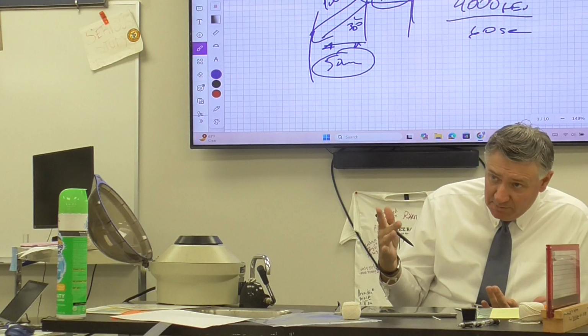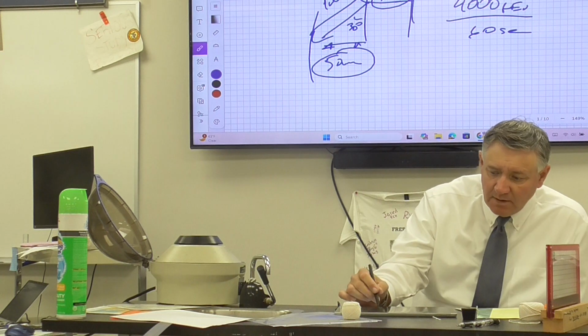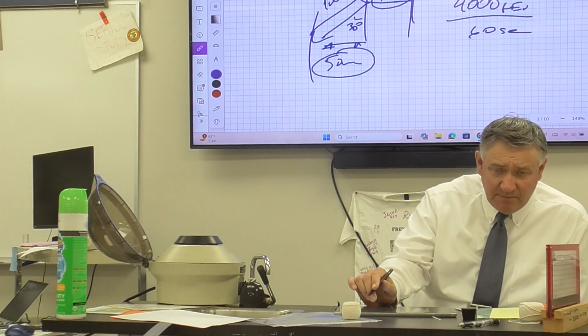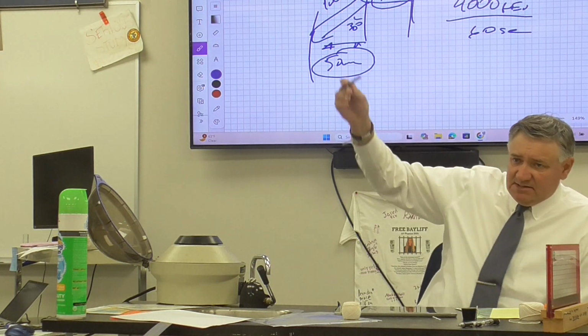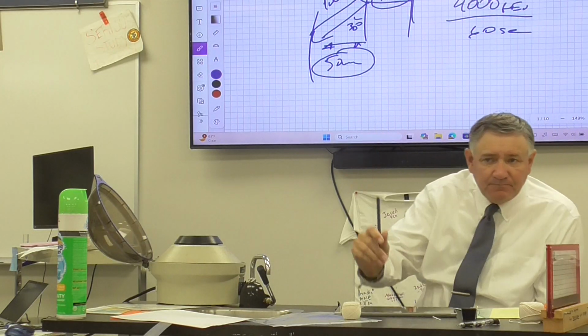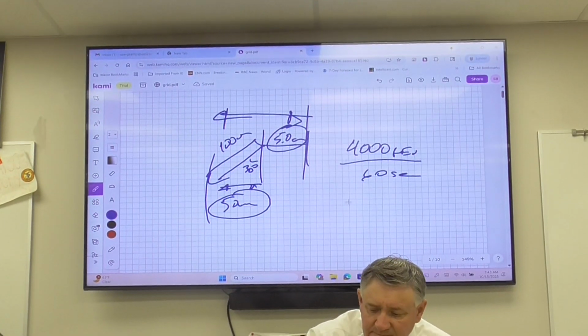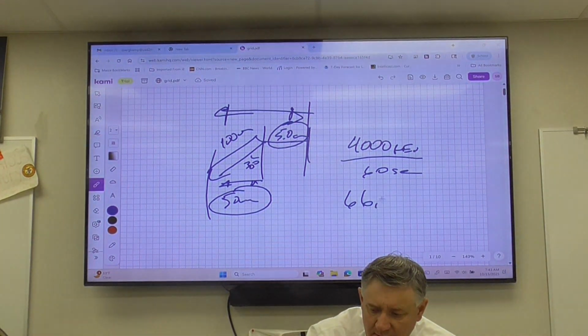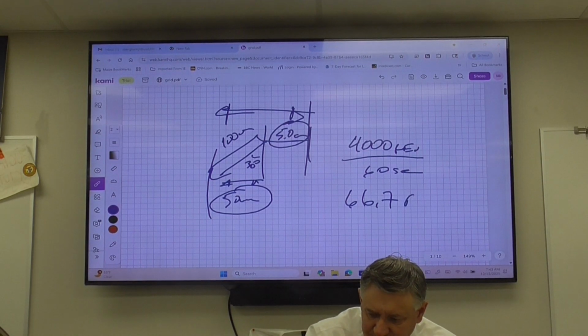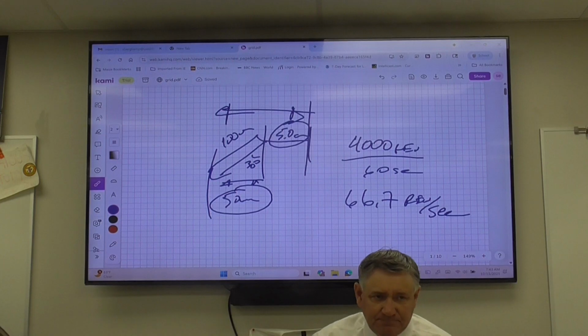So at this point, you have a decision to make. When you take 4,000 and divide it by 60, you get 66.7 revolutions per second.